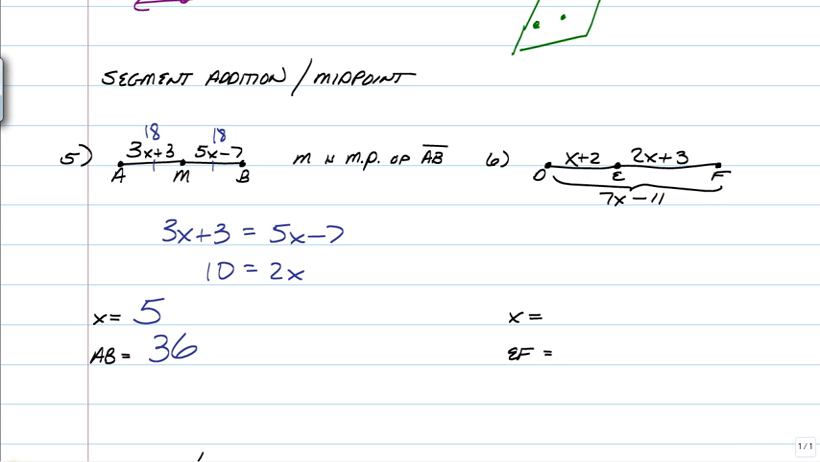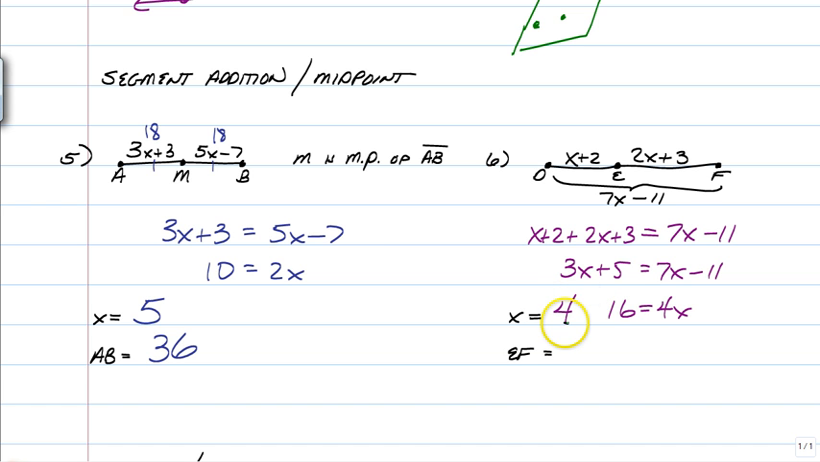You have nothing that states that E is a midpoint. There's no congruency tick marks. It doesn't say E is a midpoint, so that means you have to use segment addition. So you have x plus 2 plus 2x plus 3 is equal to 7x minus 11. That's going to give you 3x plus 5 is equal to 7x minus 11. So that's going to give you from here 4x is equal to 16, meaning x is equal to 4.